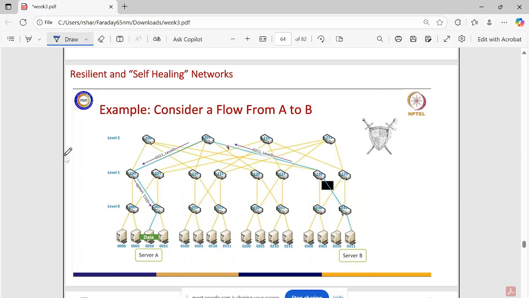So this is for fault recovery. In normal TCP IP, if there is a packet loss, the software layer will come in and the data will be retransferred. But here there is a mechanism for fault recovery.